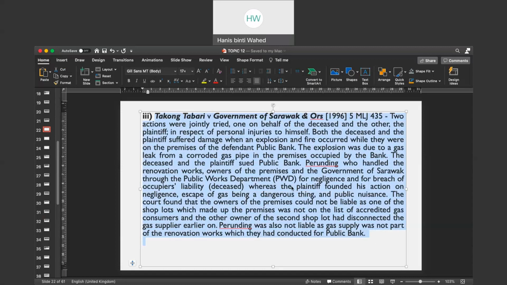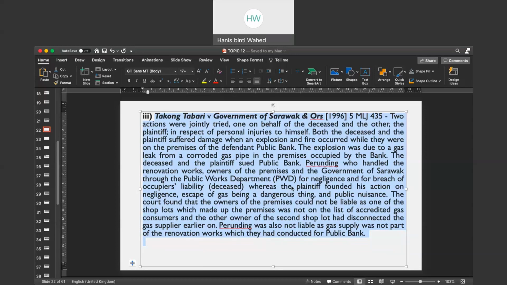So in this case, the deceased died because of the explosion and the fire that happened because there was a gas leak in the premises occupied by the bank. The supply of gas was under the management of the government of Sarawak, which was the first defendant in this case. And then the court held that the deceased was an invitee. So the occupier, i.e. the bank, owed a duty to prevent any damage or any injury that happened because of unusual danger that he knows or ought to know.